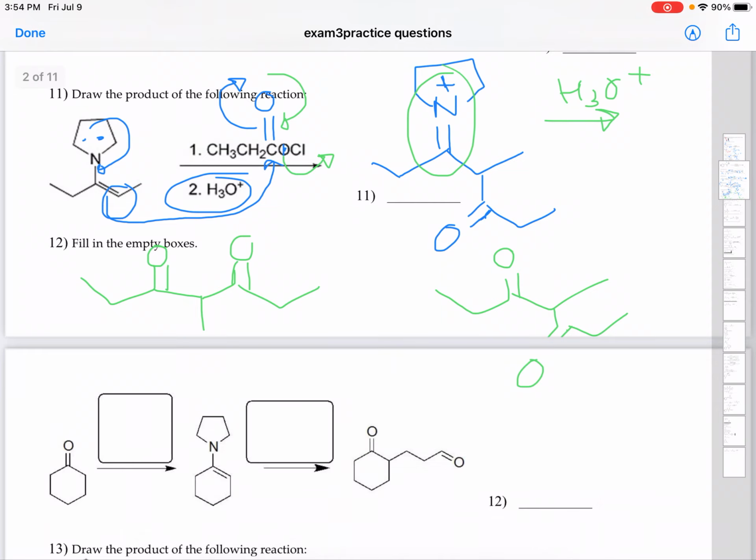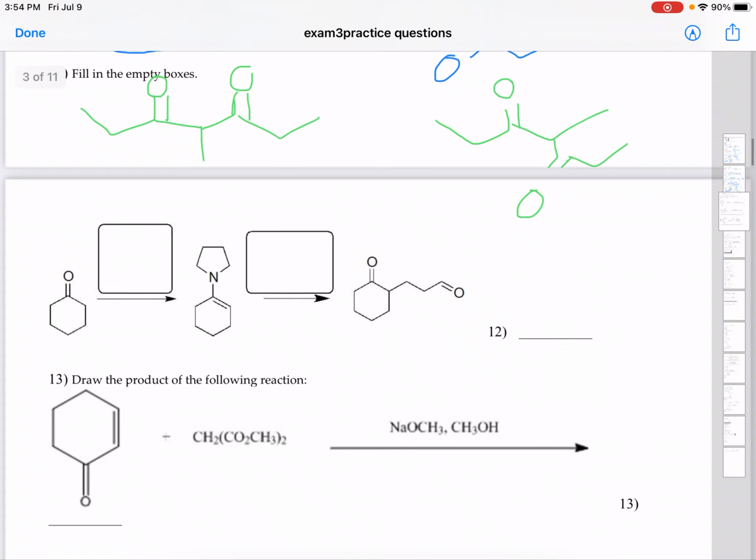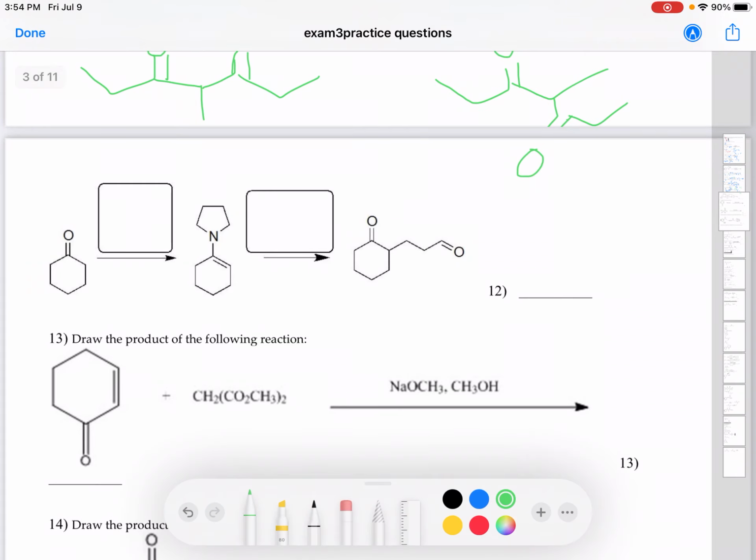And then number 12, fill in the empty boxes. Again you have a ketone, and then you have made an enamine. So the ketone will make an enamine with a secondary amine, and you can identify your secondary amine to be that molecule right there, N-H. And you can do it in the presence of an acidic medium. Ketone and secondary amine form enamine.